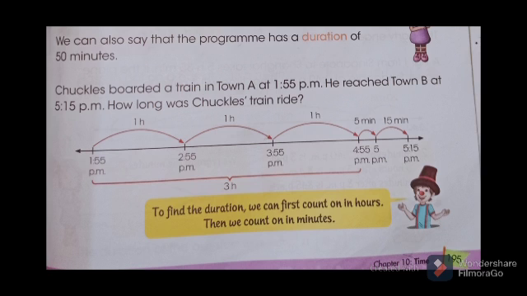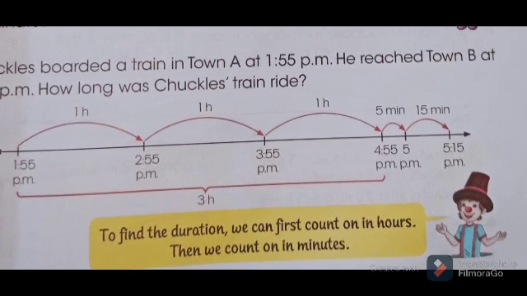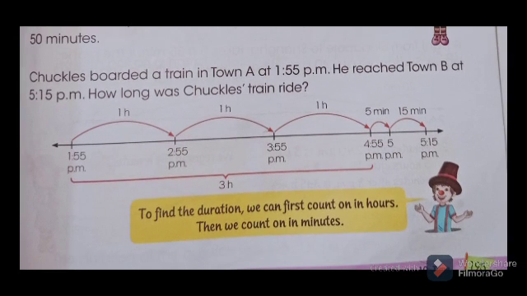From 1:55 to 5:15. First, we will count on in hours. 1:55 to 2:55, that will be 1 hour. Then again to 3:55, it will be 2 hours. Again 1 hour more, 4:55. Now we are near to 5 p.m. so we will add up 5 minutes. 3 hours and 5 minutes.